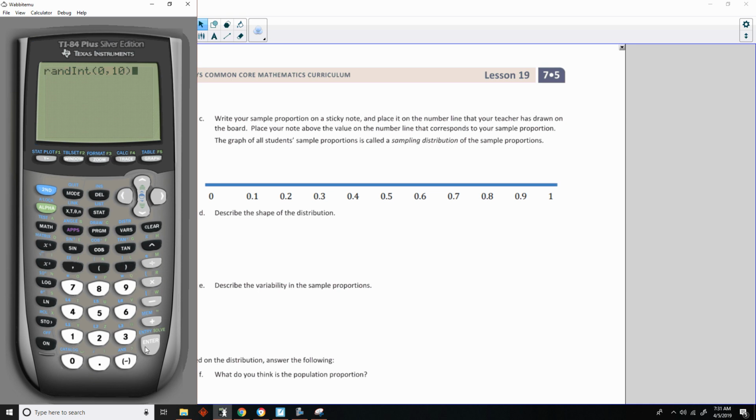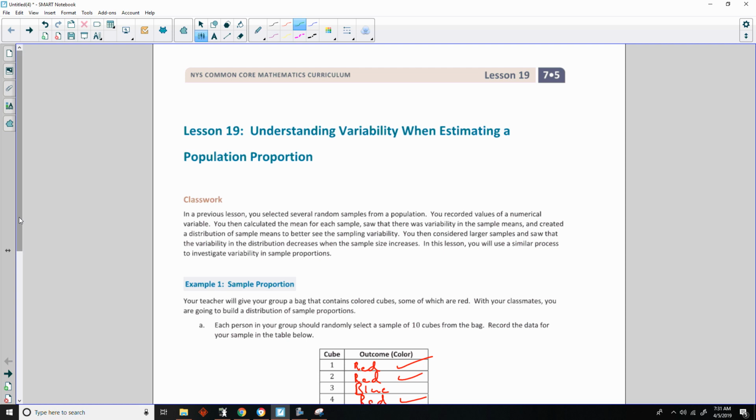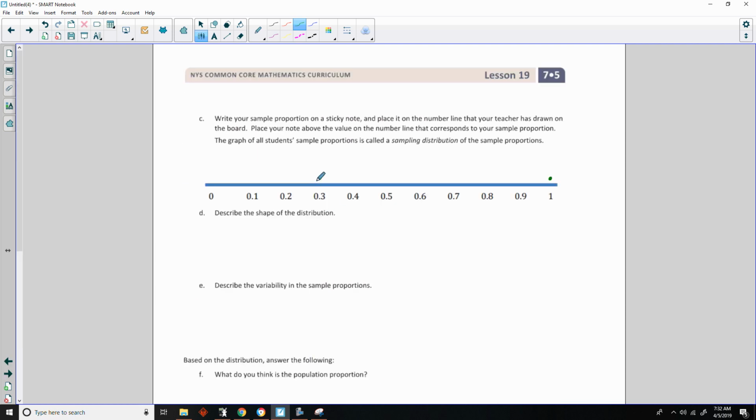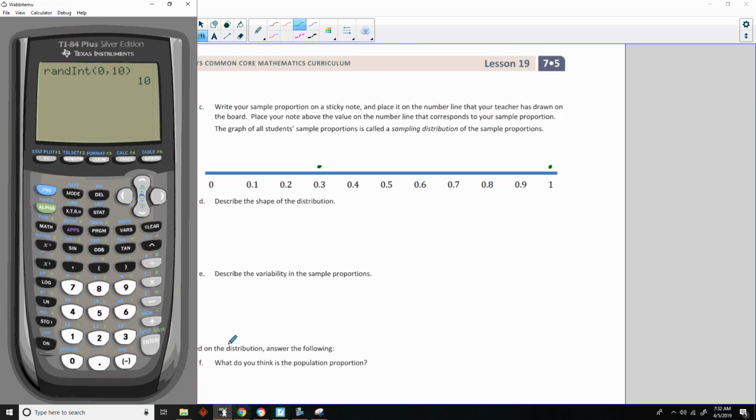And I hit enter, and I got 10, which is a 1. So then I would put a dot right here. And I got 0.3, which is 3/10. So there's my selection from this sample right here. So 3/10 is 0.3, so there's mine, and there's the next one, and I'll do this 10 times so that we have 10 dots on our number line. So hit enter again, and it's 9, which is 0.9.